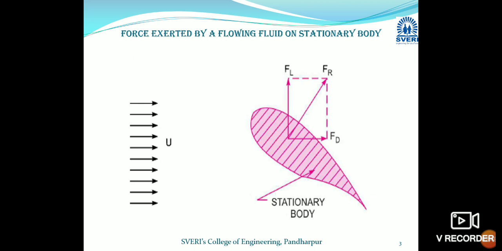And this Fr has two components. One is the component which is in the direction of motion, and that force is Fd, and the component which is in the direction perpendicular to the direction of motion is called Fl. Now this Fd is called the drag force and this Fl is called the lift force, and this Fr is always the resultant of the drag force and lift force.